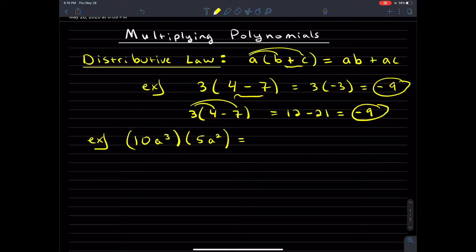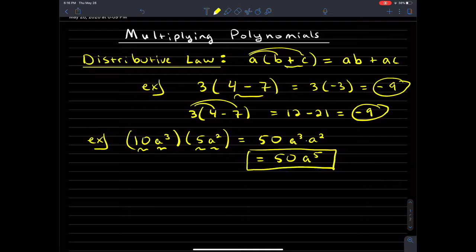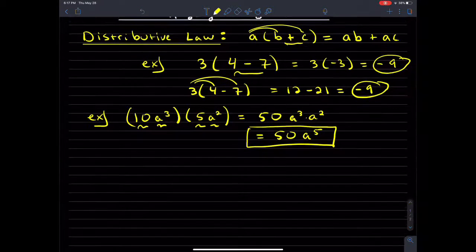So we can just multiply the coefficients. 10 times 5 is 50, and then the a's get multiplied, same bases. It's a to the third times a squared, which means we have 3 of these, a times a times a, and 2 of those, a times a. Remember, we add the exponents, we don't multiply those. Okay, so we get 50a to the fifth. So no distributing there because there's no plus or minus to distribute.